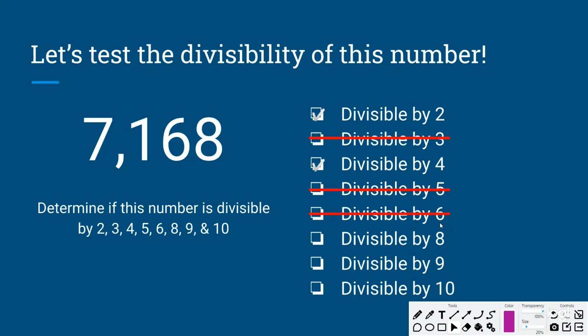For the next one, is 168 divisible by 8? Yes, it is. 168, the last 3 digits, is divisible by 8, and that would equal 21. So since it equals a whole number, it is divisible by 8. For 9, when I add up all the numbers again, I got 22. And 22 is not divisible by 9, so the whole number is not divisible by 9. And it is not divisible by 10 because it does not have a 0 at the end. So for this one, the only ones I should be checking are 2, 4, and 8.